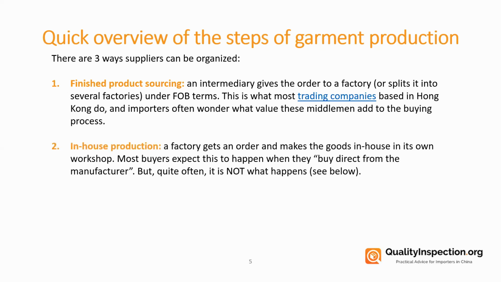Two, in-house production. So the factory gets an order and makes the goods in-house in its own workshop. When buying direct from a manufacturer, most buyers expect this to happen. It's kind of the gold standard, but actually, quite often, this is not what happens.